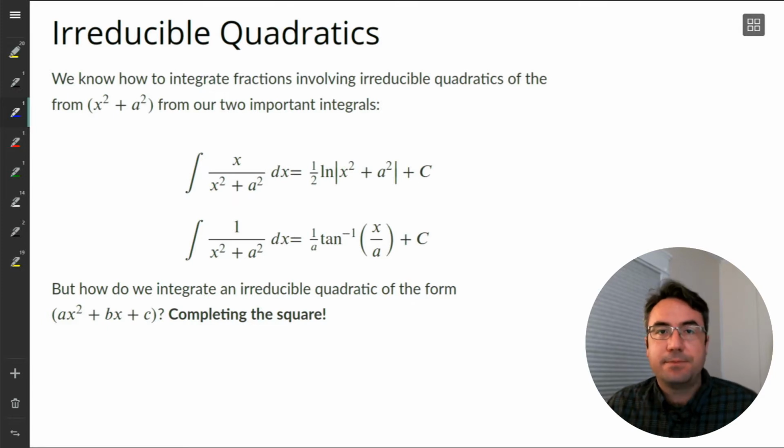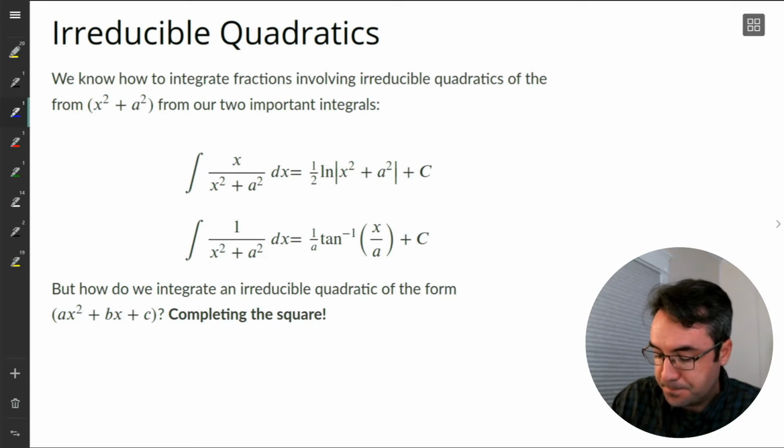But we know, we've seen them, there's other types of irreducible quadratics out there, more generally of the form ax squared plus bx plus c. So how are we going to be able to integrate fractions where we have that irreducible quadratic in the denominator? Well, completing the square. So we're going to be able to use completing the square.